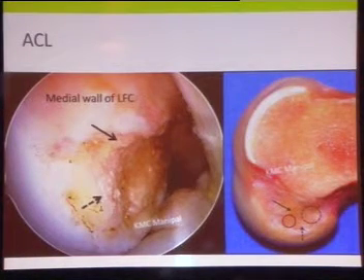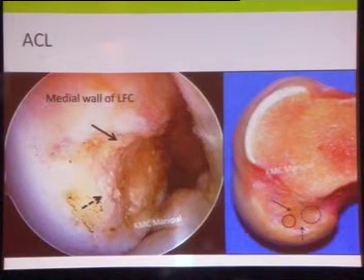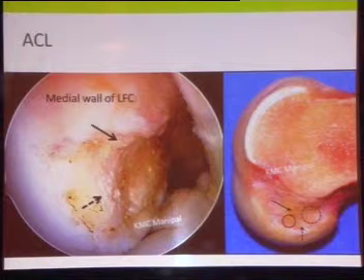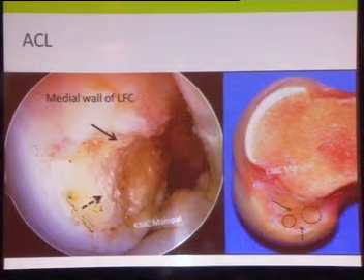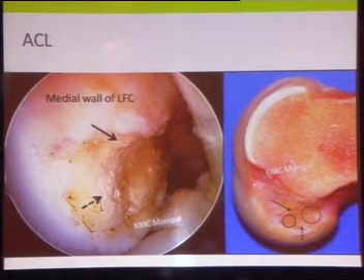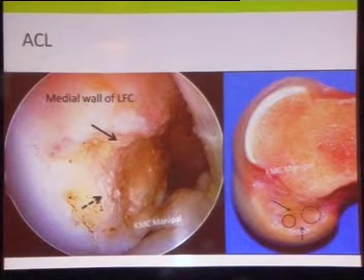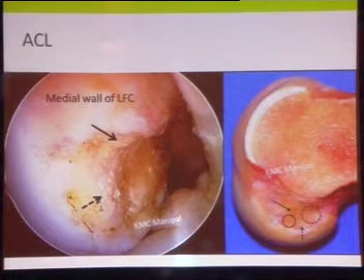Now, going to the important point. When we do the ACL reconstruction, we are trying to place it anatomically on the femur, anatomically on the tibia. Now, a few years back it was the transtibial reconstruction which was more common. Now it is the anatomic reconstruction which is more common. And what does anatomic reconstruction mean? Place the footprint of the ACL anatomically on the femur and tibia.